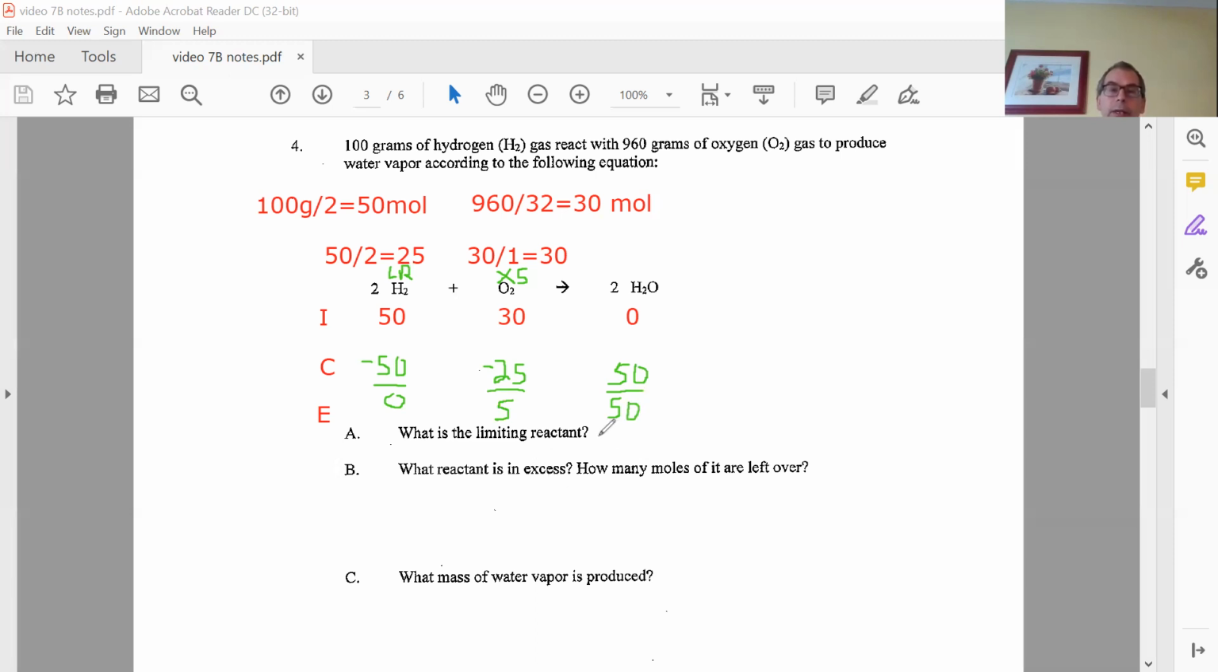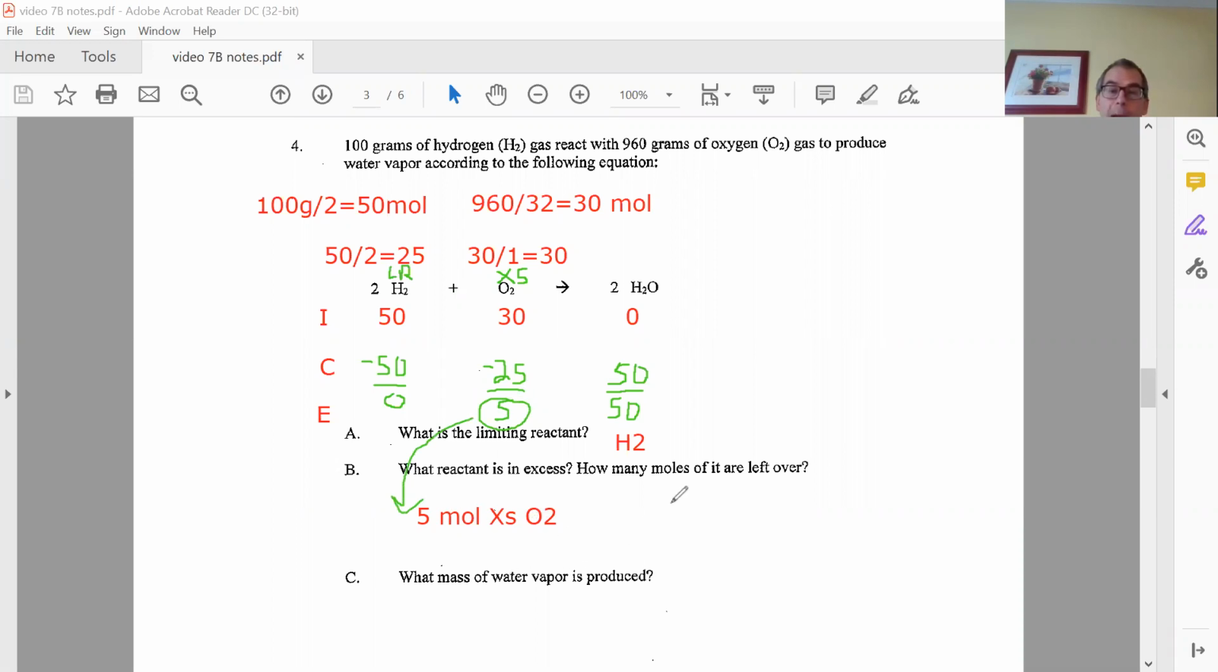Okay, let's look at this. What is the limiting reactant? The limiting reactant we said was the H2. So I'm going to write that in right here, H2. What reactant is in excess? How many moles of it are left over? I'm going to say 5 moles excess, and that would be O2. Where am I getting that from? I'm getting that from right here. We started with 30, we used 25, we're left with 5.